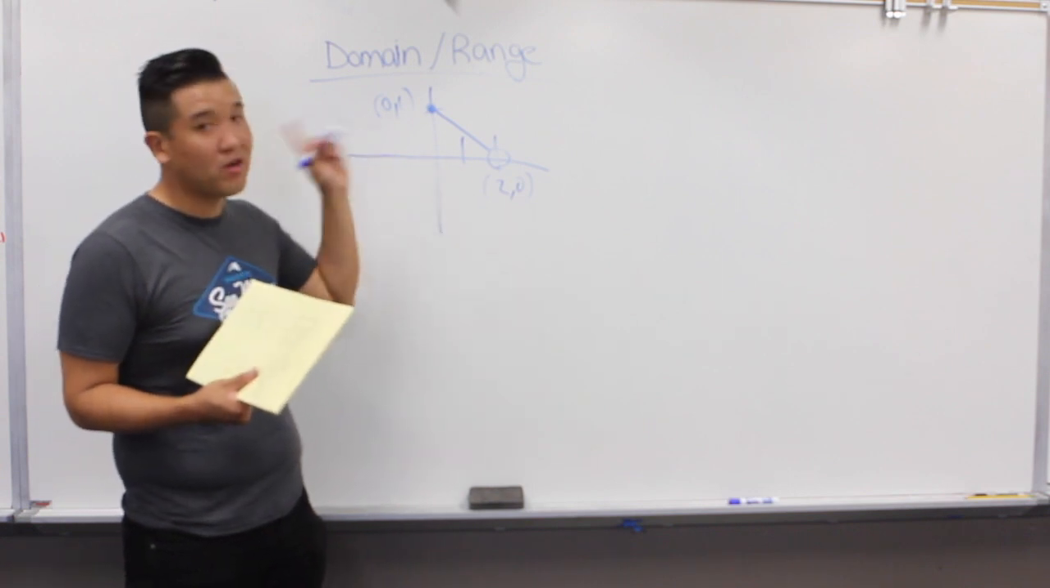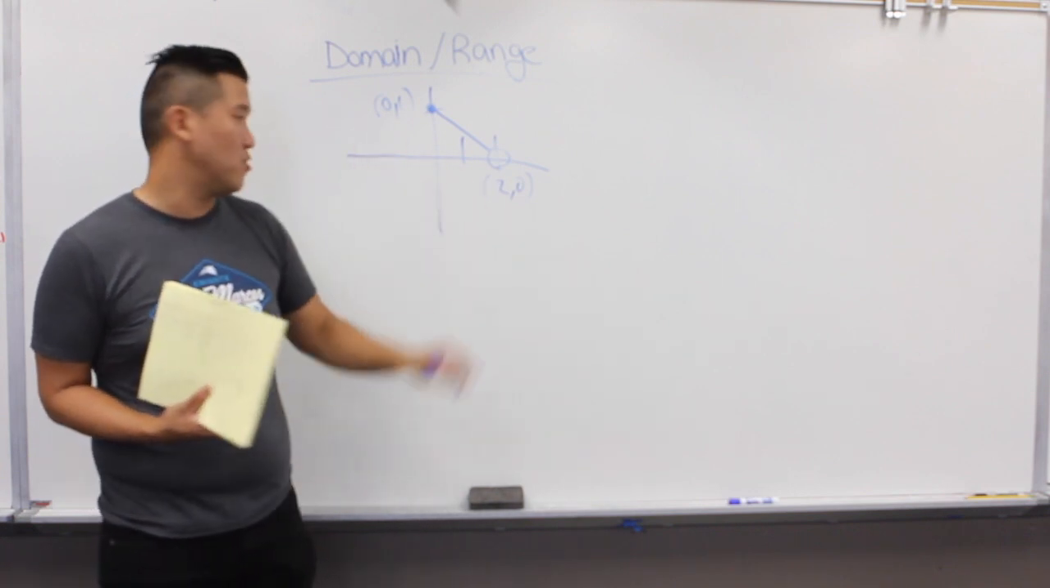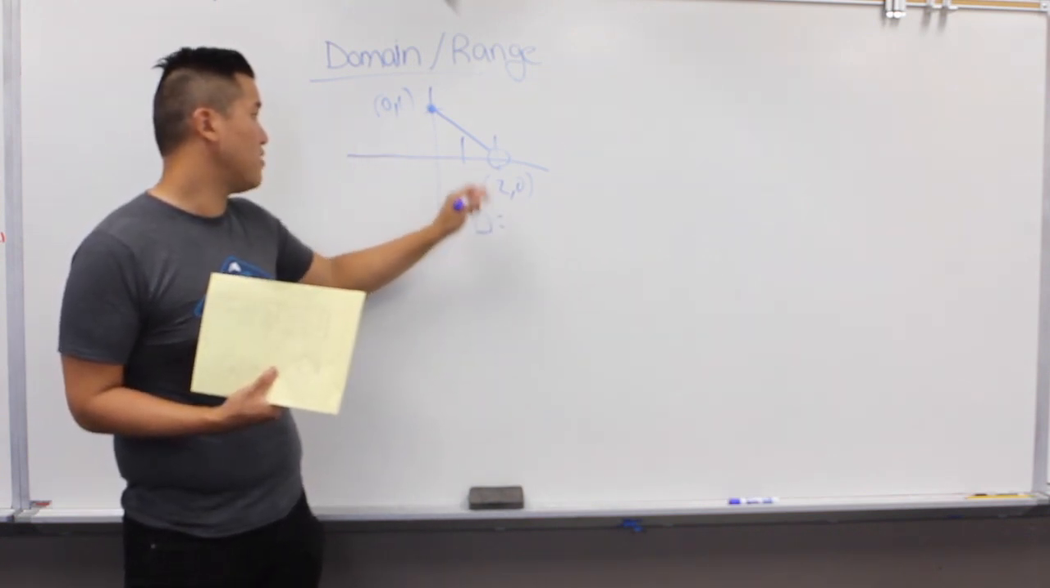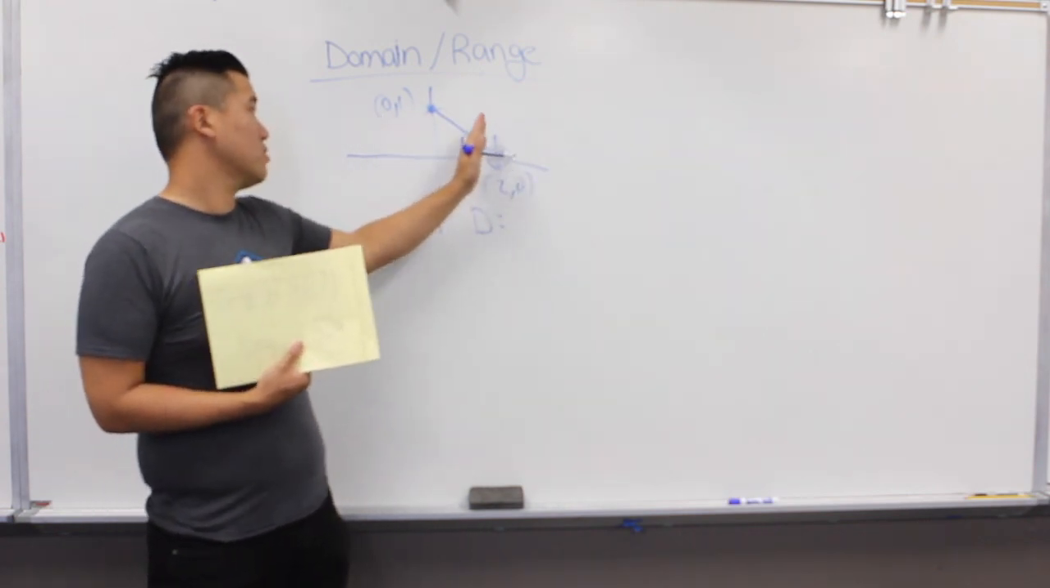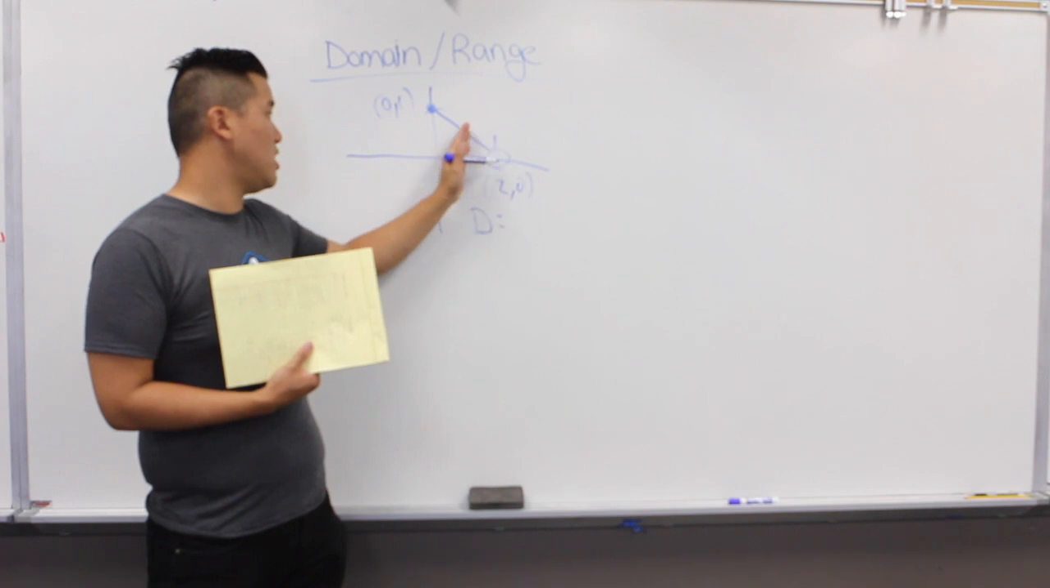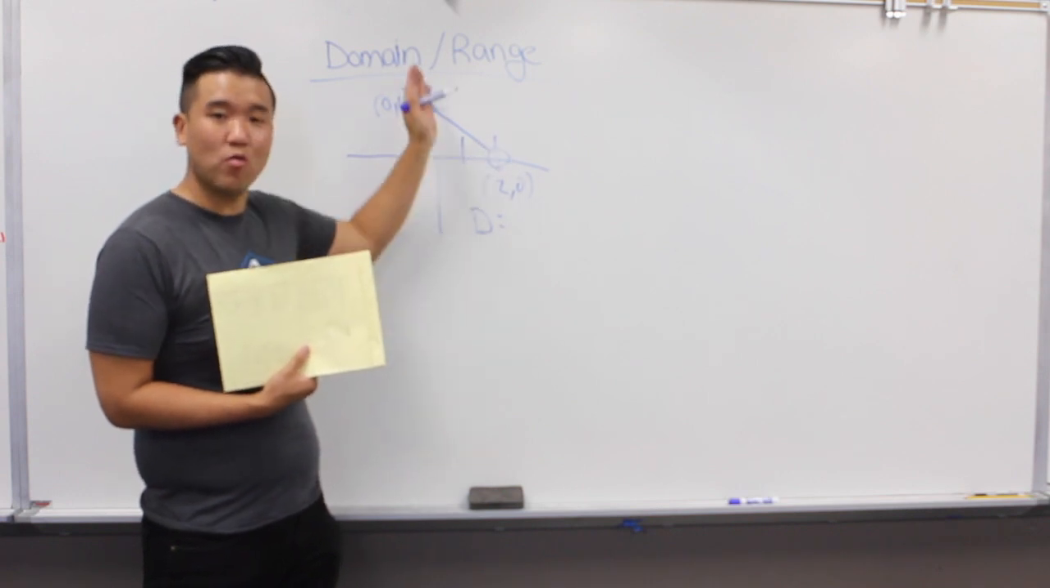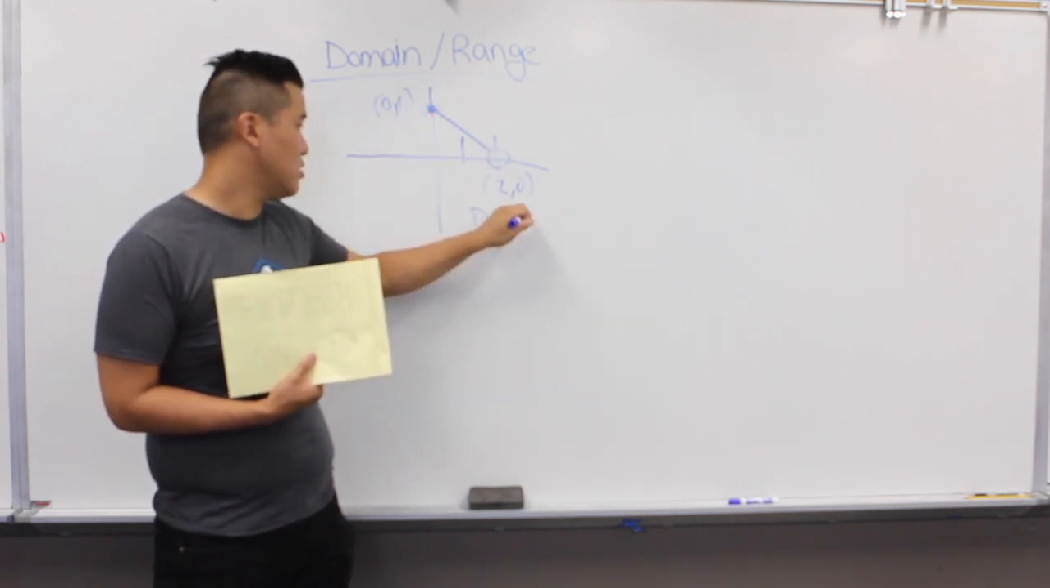So how far left, how far right does this graph go? That's my domain. Left is your x values. How far left does it go? It stops here. Where is that? It stops at 0.